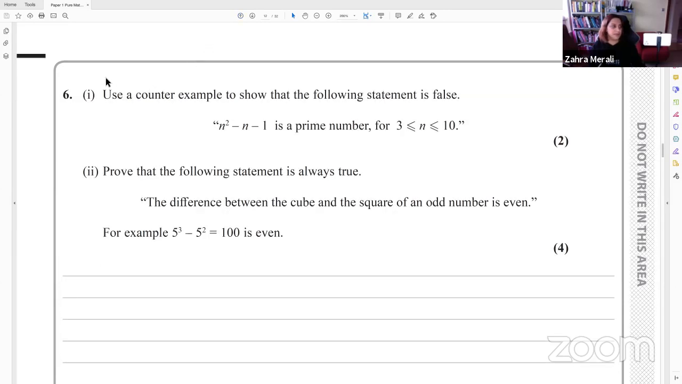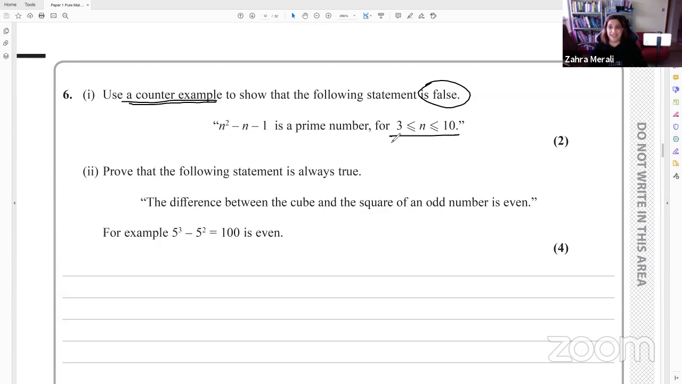Right, question 6. So those of you that watched the proofs lesson the other day should be happy with how we're going to do this. So it's only 2 marks, and we're using a counter example. So remember, we're finding a number that doesn't work. So we're trying to show it's false. And it's also a little bit of exhaustion because they've given us a range. They've told us the numbers between 3 and 10.